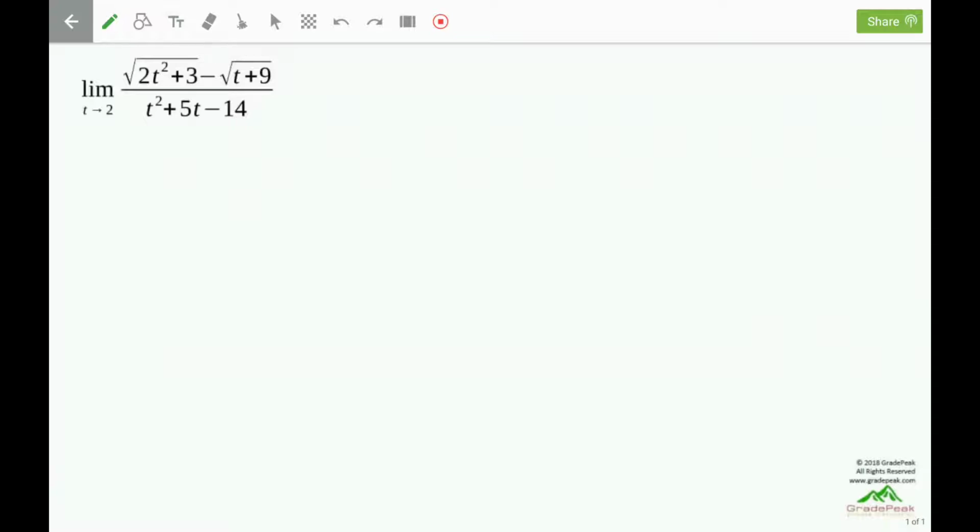The limit as t goes to 2 of the square root of 2t squared plus 3 minus the square root of t plus 9, divided by t squared plus 5t minus 14. The first thing we're going to do is try plugging a 2 in for each of the t's. So we will have the square root of 2 times 2 squared plus 3 minus the square root of 2 plus 9, divided by 2 squared plus 5 times 2 minus 14.